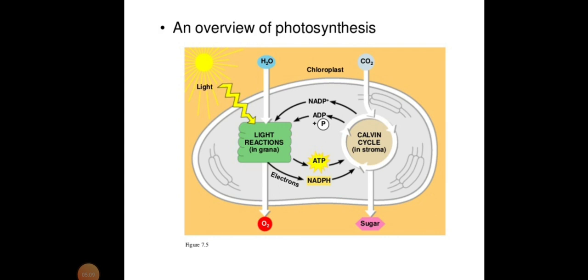Finally, let's take an overview of the photosynthesis reactions and how they are connected with each other. Again, we have light that will be absorbed by chlorophyll in the chloroplasts during the light reactions in the grana, and these reactions will take H2O and produce O2. Again, these reactions will produce ATP and NADPH to be used by the Calvin cycle in the stroma or the light-independent reactions. Also, these reactions will take CO2 and produce, finally, sugar molecules.